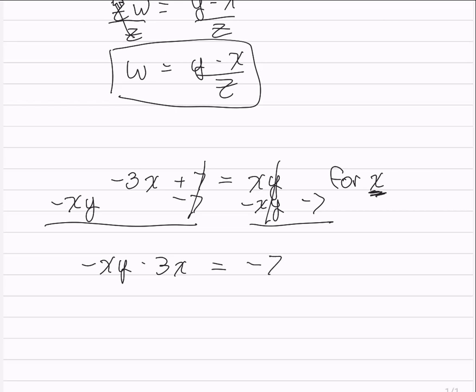Okay, now I have to do something kind of tricky. xy and 3x are not like terms, so I can't combine them. But my goal is to get x by itself. So what I have to do when I have a situation like this is factor out the x. So I'm going to factor out the x. When I do that, I ask myself, what would I multiply x by to get negative xy?